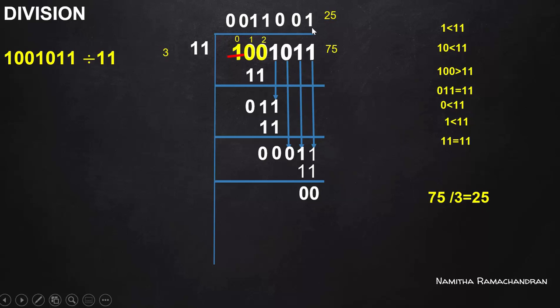So here check this one. This is actually 2 raised to 0. That is 1. 2 raised to 1, 2 raised to 2, 2 raised to 3 and 2 raised to 4. 2 raised to 4 is 16 plus 8 plus 1, that is 25. So the answer is correct.